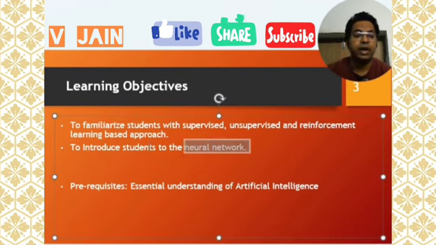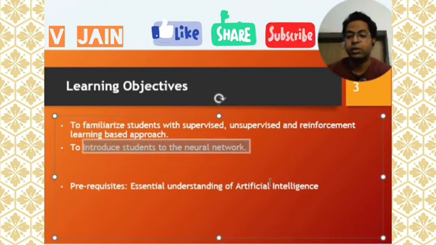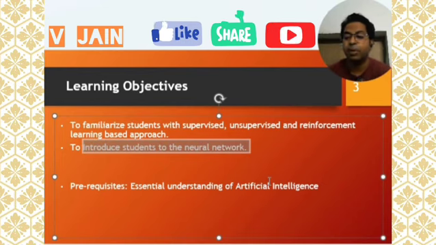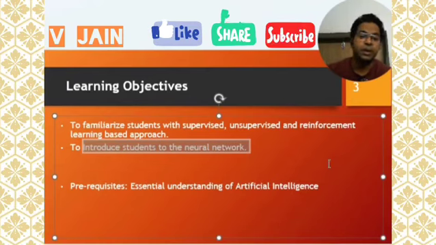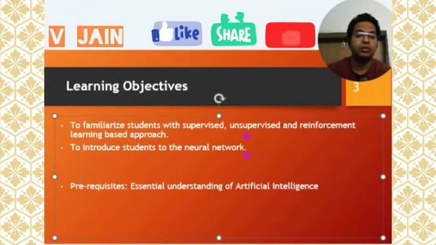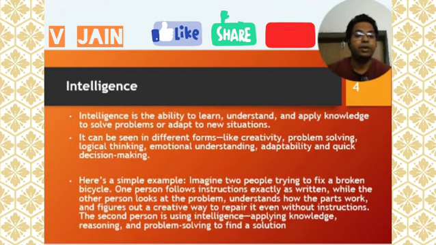Right. And to introduce the students to neural networks. So you will also learn about neural networks, which are inspired by the human brain and help AI recognize patterns and make decisions. For this, the prerequisite is an essential understanding of artificial intelligence. Okay, so first of all, we will discuss intelligence.